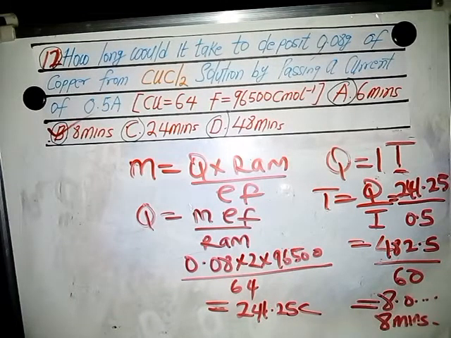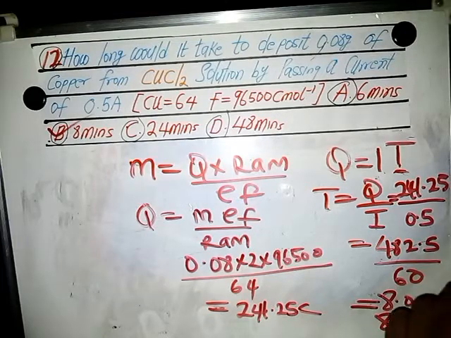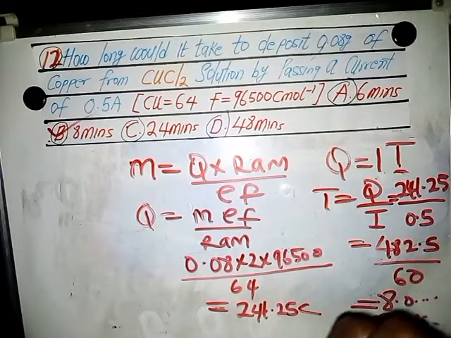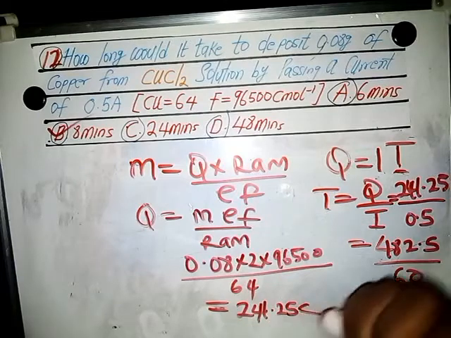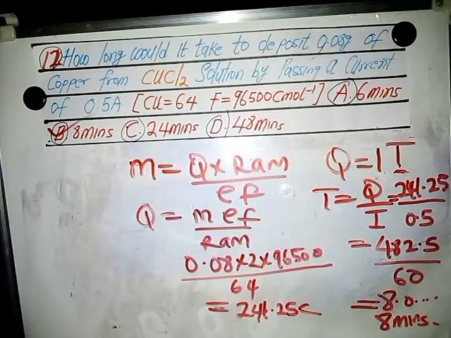Remember, to convert from seconds to minutes, you divide by 60, but from seconds to hours, you divide by 3600. To convert back, you are doing the opposite. To convert from minutes to seconds, you multiply by 60. To convert from hours to seconds, you multiply by 3600.